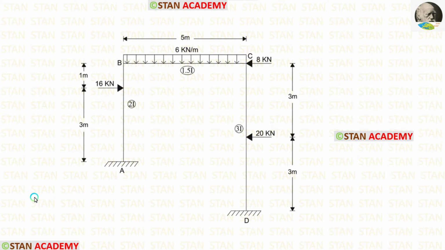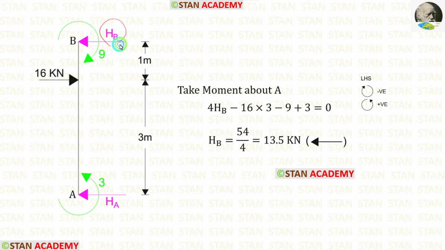Since this frame is subjected to sway, we have to find the horizontal reactions at the points B and C using the loads and the fixed end moments. First, let us take the column AB and find the horizontal reaction at the point B. To find HB, I am going to take moment about A. In this case, I am moving towards the left hand side. Clockwise will be negative and anti-clockwise will be positive.